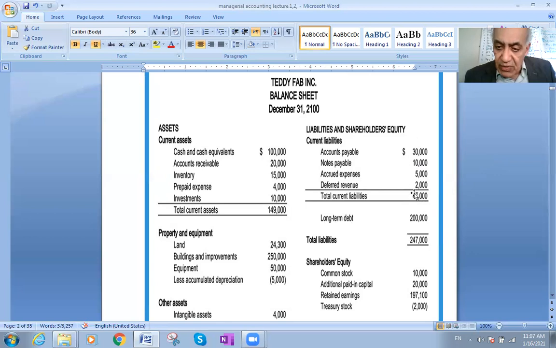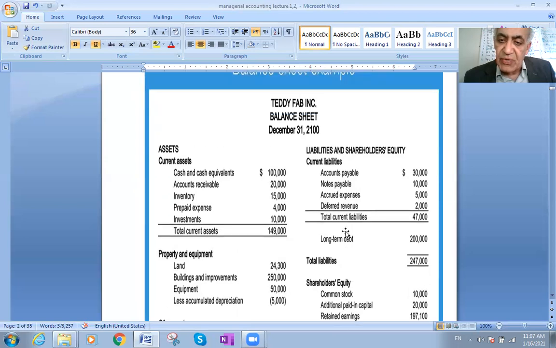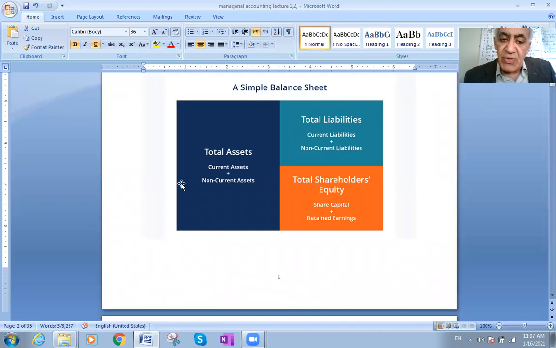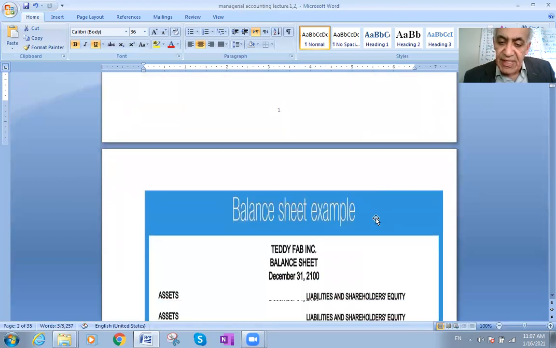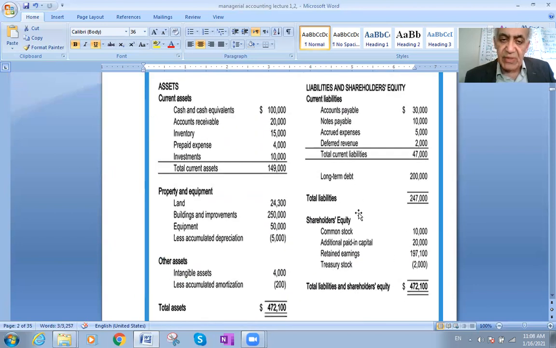So we'll add all this together: 30,000 plus 10,000 plus 5,000 plus 2,000, which is 47,000, plus 200,000. This all will be 247,000. Now this is the current liabilities and this is the fixed liabilities. Then the owner's equity. As we said, the balance sheet consists of the assets equal to liabilities and owner's equity. Here are the assets, here are the liabilities plus the owner's equity. So the whole assets equal the whole liabilities plus the owner's equity, and that's it.